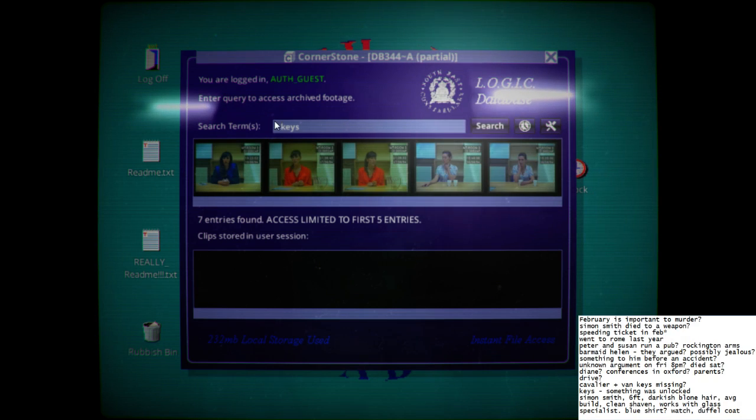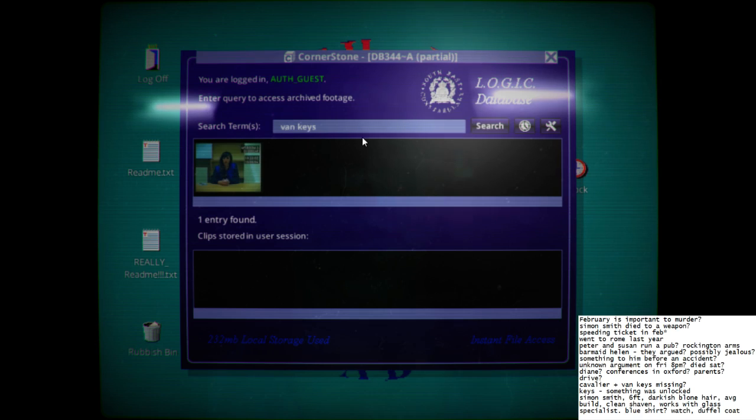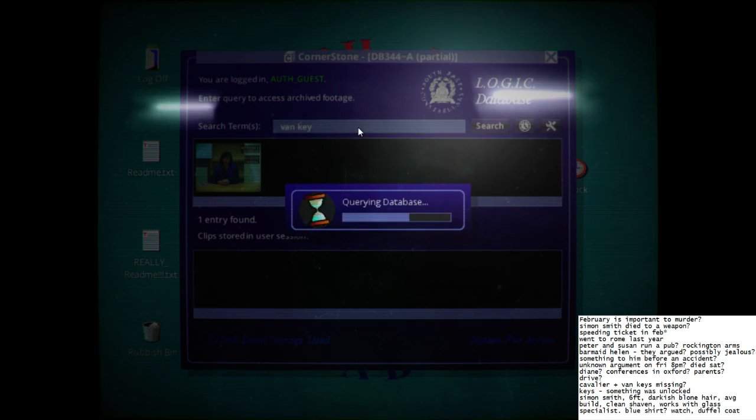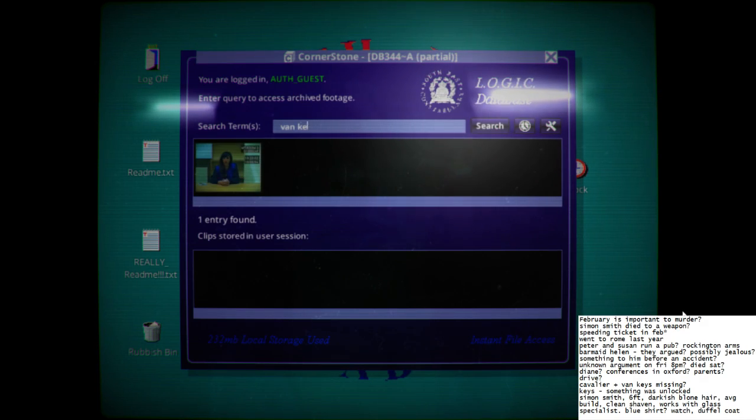Right. Let's try van keys. Right, so the van we're not going to find much else about, I don't believe. Let's try the van. Yeah, we did the van, didn't we? So the van keys went missing. Where did you go for on your drive?